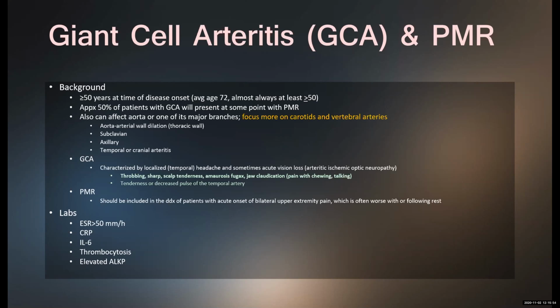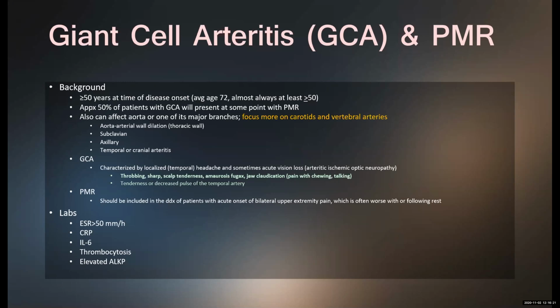Whereas with PMR, like I mentioned, with GCA we're good about having it in our differential, maybe not as much with PMR. But when you have bilateral upper extremity pain, worse with use, and better with rest, those are the patients you should still have PMR in your differential, right? That proximal pain, hips, shoulders, et cetera, the hip girdle. Labs, ESR is going to be pretty high, greater than 50.